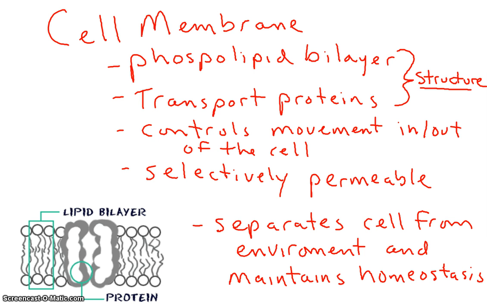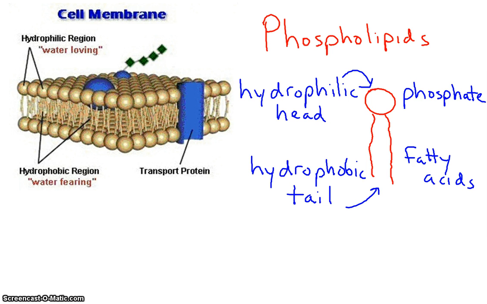So what this will do is control movement in and out of the cell. It makes it selectively permeable, which means that it's going to allow some things in and out, but it blocks other things. So not everything can get in and out. And it separates the cell from its environment and helps maintain homeostasis. So this idea that it's going to be stable and maintain a constant internal environment is going to be very important as we continue.